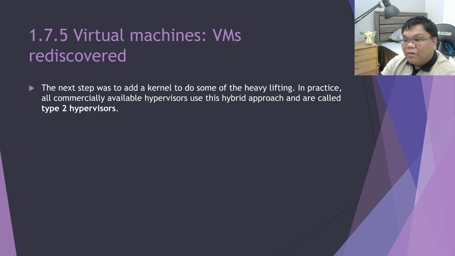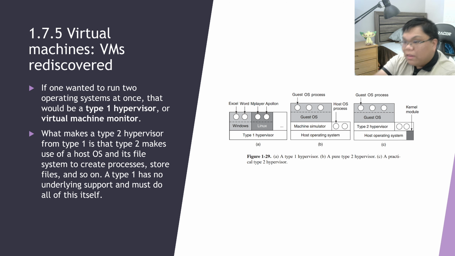The next step was to add a kernel to do some of the heavy lifting. In practice, all commercially available hypervisors use this hybrid approach and are called Type 2 hypervisors. If you wanted to run two operating systems at once, you would need something called a Type 1 hypervisor, or virtual machine monitor. That's what we were talking about earlier. What makes a Type 2 hypervisor different from Type 1 is that Type 2 makes use of a host operating system and its file system to create processes, store files, and so on. A Type 1 has no underlying support, and it's got to be able to do all of this itself.